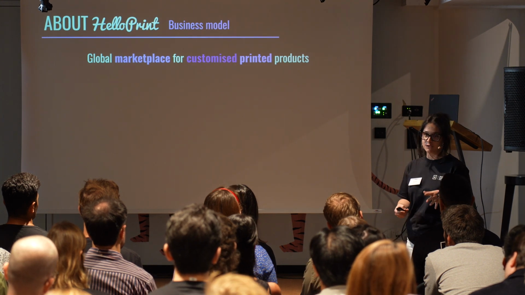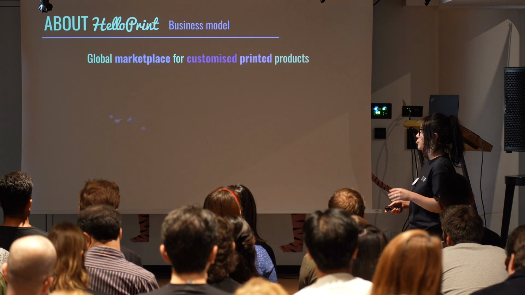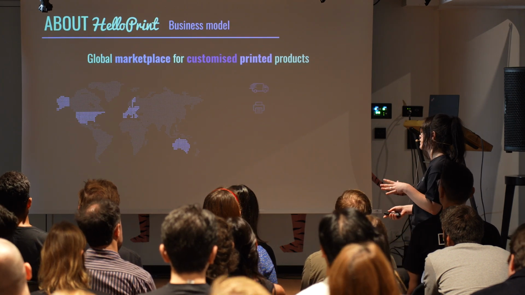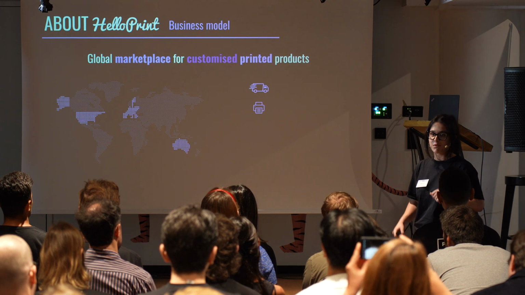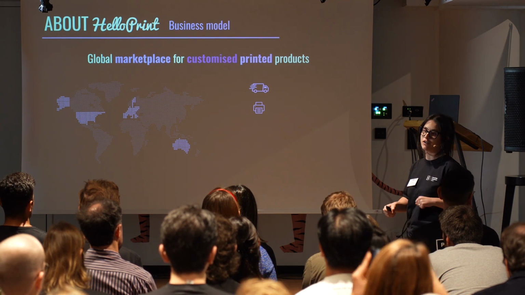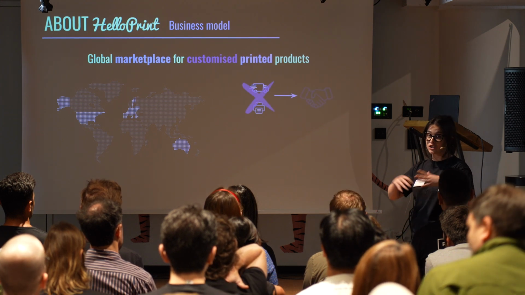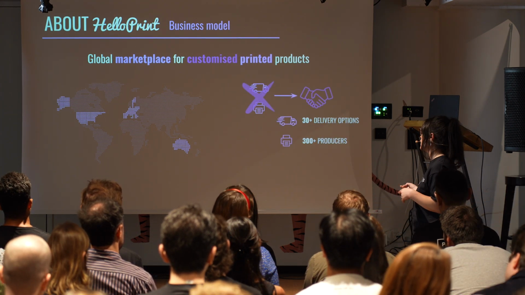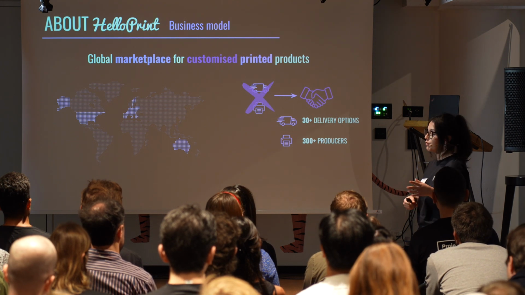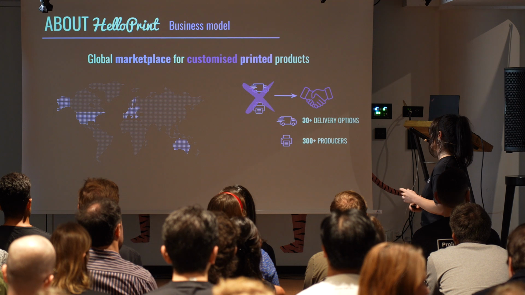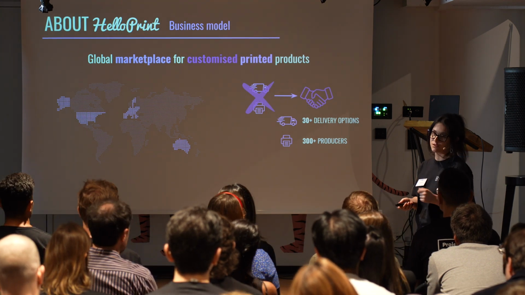HelloPrint is a global marketplace for customized printed products, and it's currently working in 31 countries. From printed, you might think, okay, we have multiple factories in all these countries with print machinery, or even our own delivery services. But no, we don't. Actually, we have a large network of printers all around Europe specifically, with more than 300 suppliers and more than 30 delivery options. So that's our business model, basically.